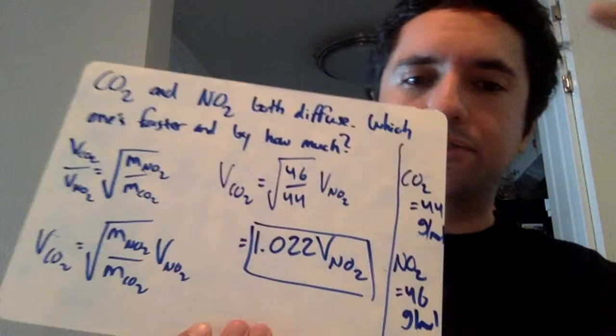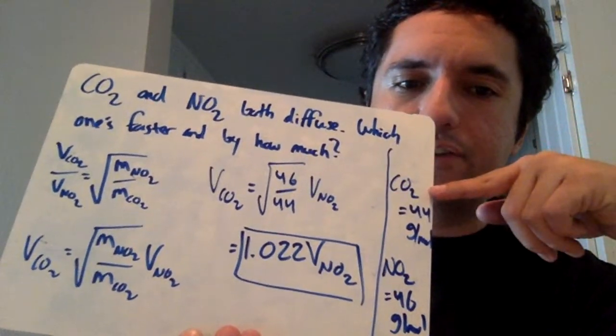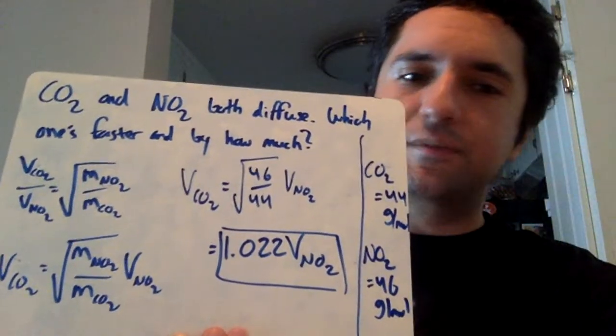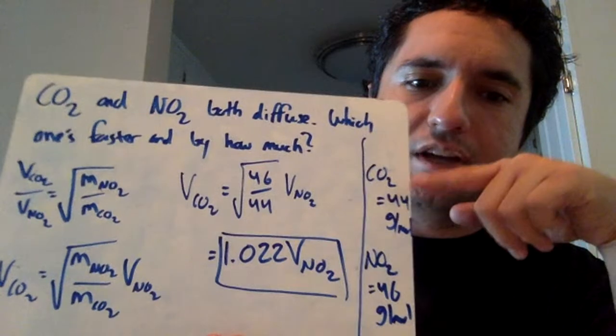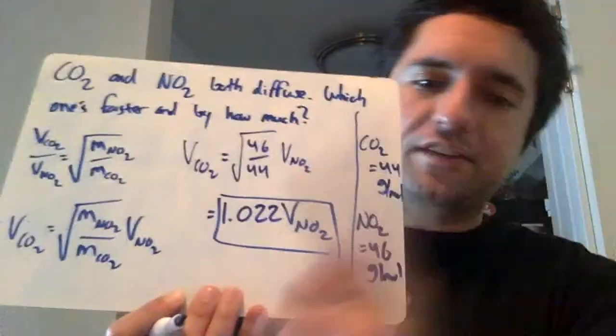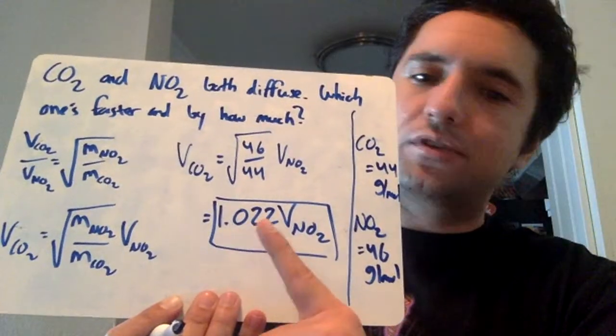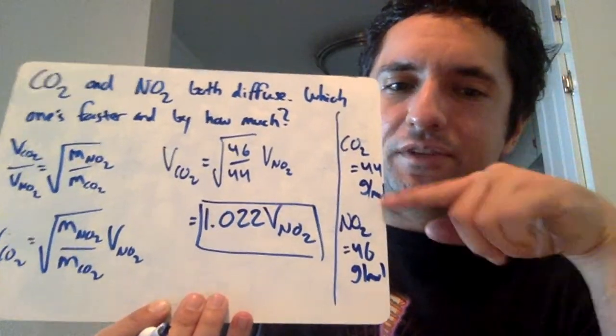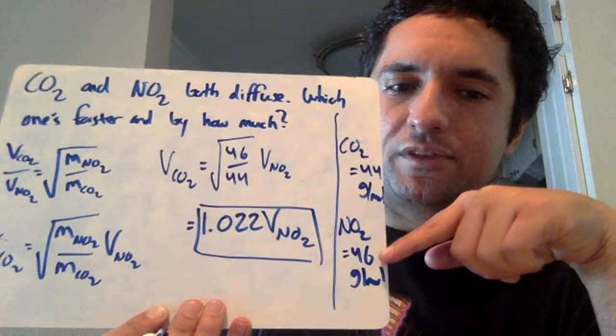So your answer for this would be the faster gas is carbon dioxide. You can answer that question first just by looking at the molar mass. Whichever one's lighter is going to be faster. So the faster gas is carbon dioxide. And how much faster? It's 1.022 times faster. So it's not that much faster. It's only a little bit lighter than the other one, and this one's only a little bit heavier.